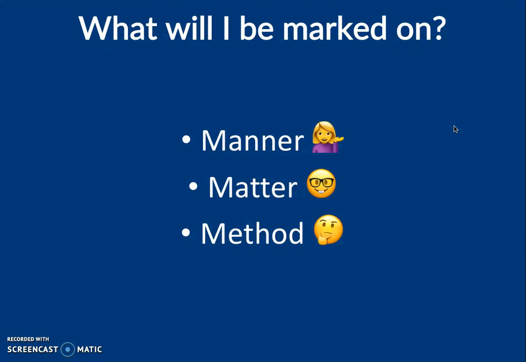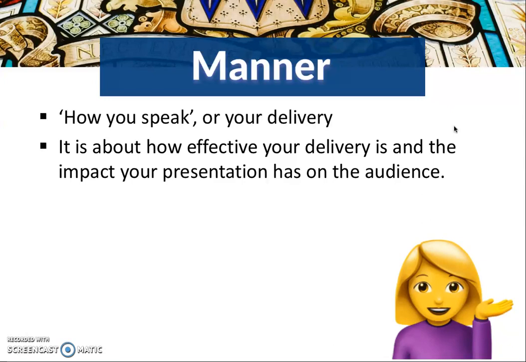So what are you actually going to be marked on? Well, in debating, we're marked on 3 things: manner, matter, and method. So manner is basically how you speak. What is your delivery style? How is your tone, eye contact, pacing, volume, all those sorts of things? How do you present? Because remember, debating is about persuasion, and how we present to the audience definitely impacts how persuasive we're going to be.